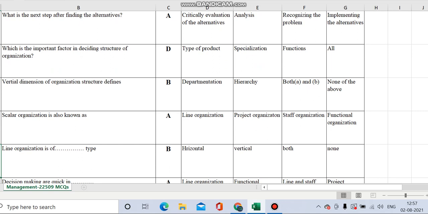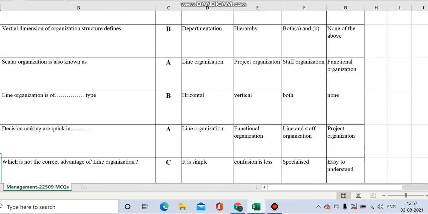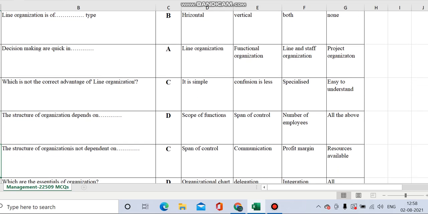Vertical dimension of organization structure defines hierarchy. Then next is scalar organization. It is known as line organization. Line organization is dash of type. It is vertical type. Decision making is quick in line organization. Which is not the correct advantage of line organization? Specialized, it is not the correct advantage.